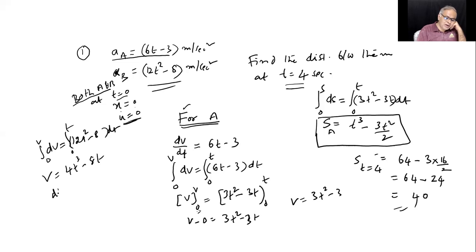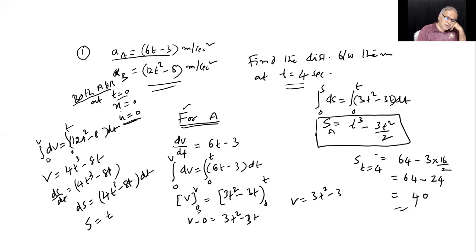If I write ds by dt again, 4t cubed minus 8t. So ds equals 4t cubed minus 8t dt. People already dropped out because this is looking big for them. So s equals 4t to the power 4 by 4. T cubed becomes t to the power 4 by 4, right? 4 cancels. So what do I get?